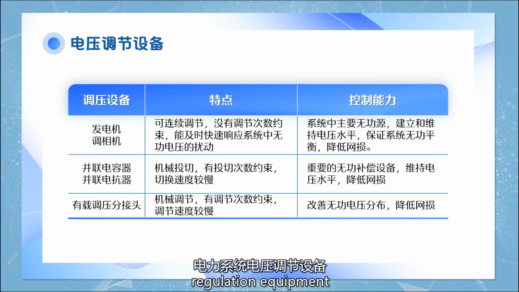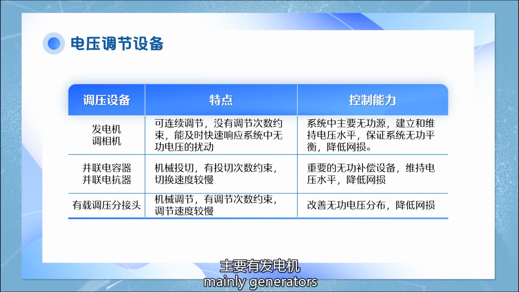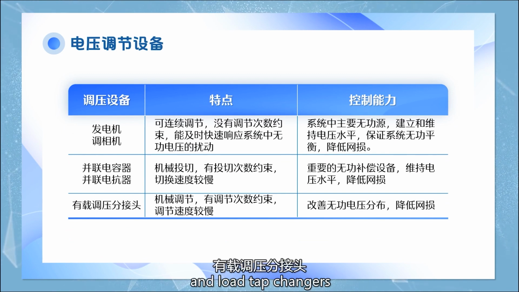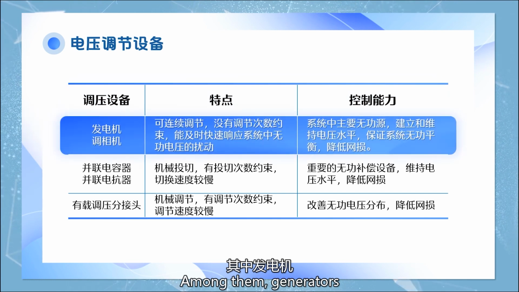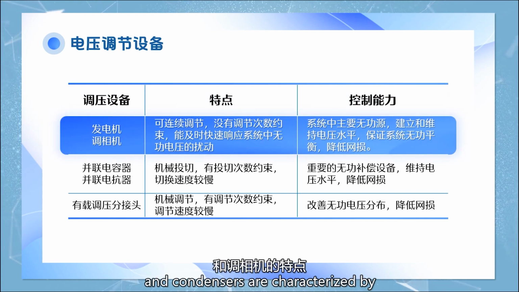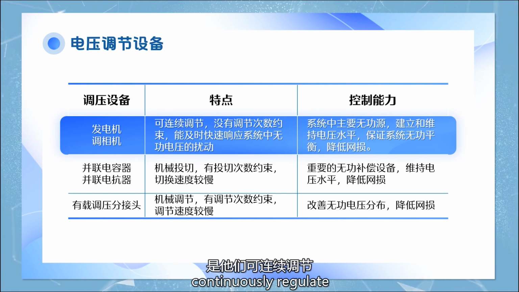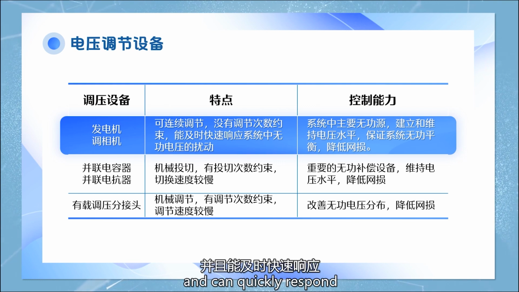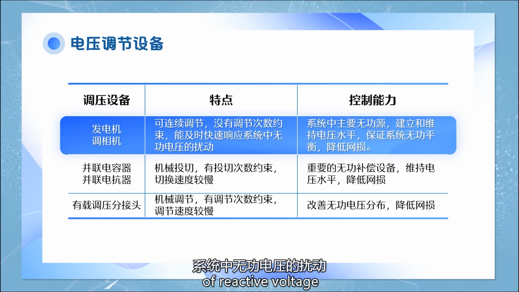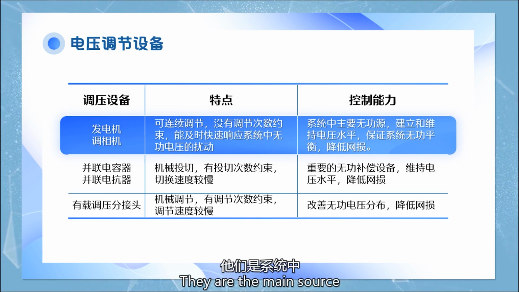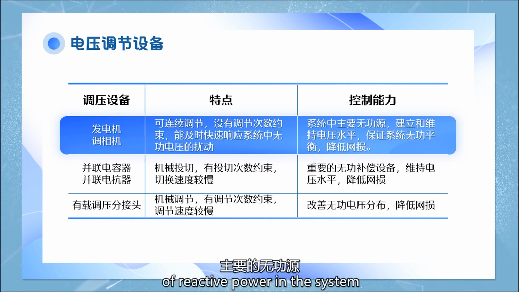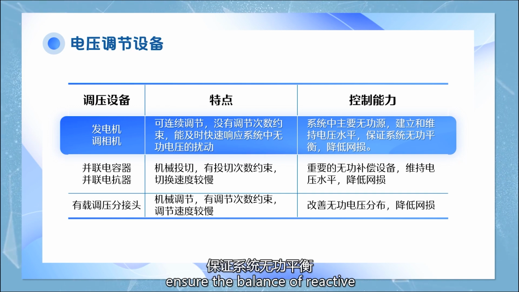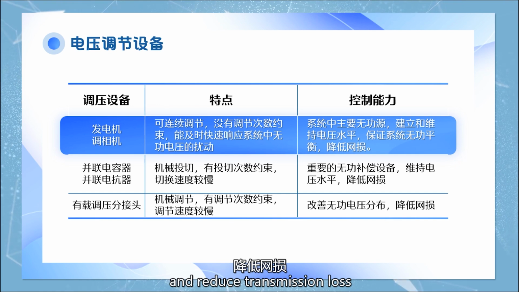Power system voltage regulation equipment, as shown in the table, mainly includes generators, condensers, shunt capacitors, shunt reactors, and load tap changers. Among them, generators and condensers can regulate continuously without constraints on the number of regulations and can quickly respond to disturbances of reactive voltage in the system. They are the main source of reactive power in the system, which can establish and maintain the voltage level, ensure the balance of reactive power in the system, and reduce transmission loss.